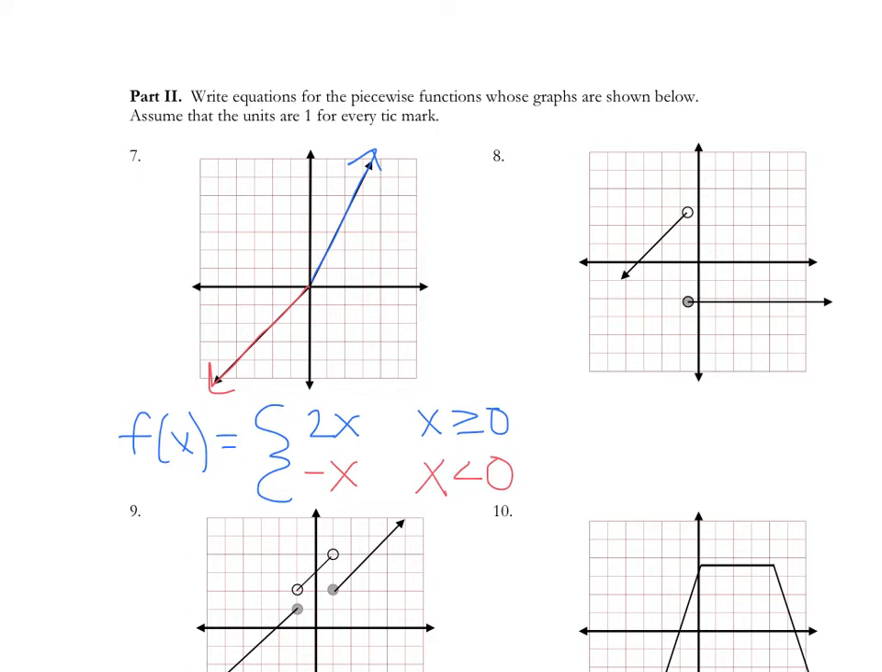I could switch it and say that the top piece would be x is greater than 0 and the bottom piece is x is less than or equal to 0. I can't make them both greater than or equal to and one less than or equal to, because then it would not be a function, because it would not pass the vertical line test. So I have to make sure that only one of them is included.